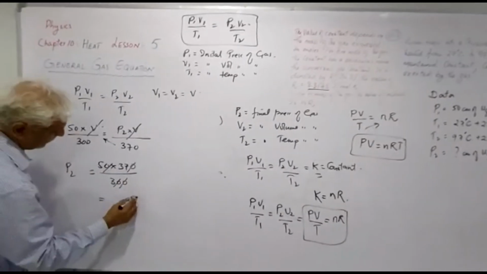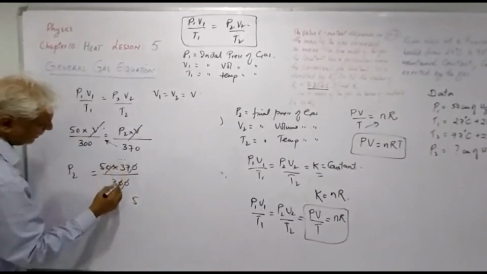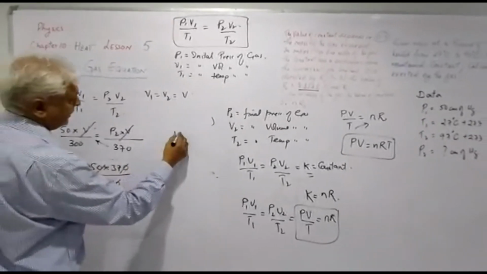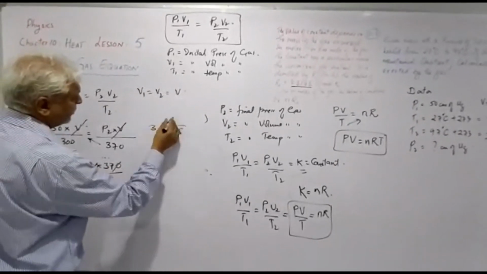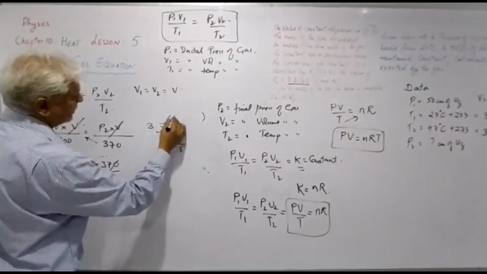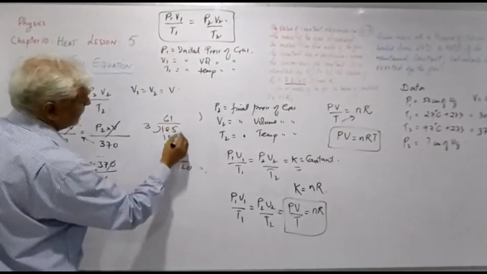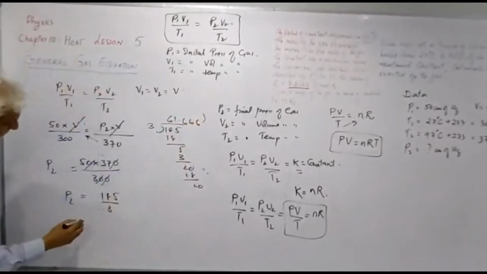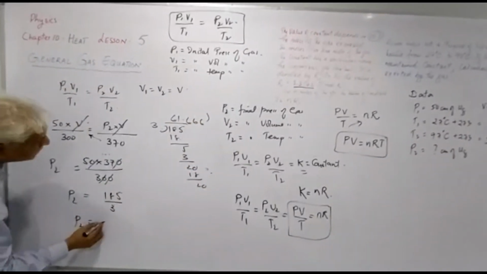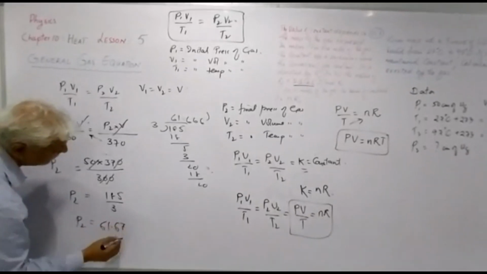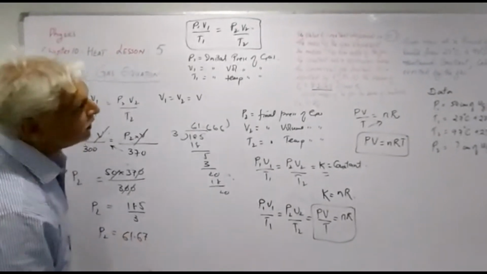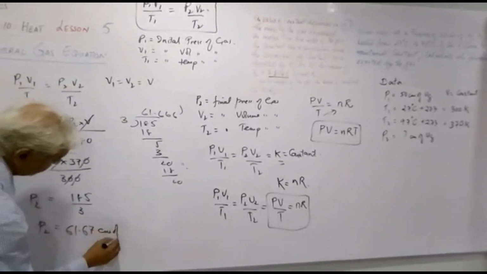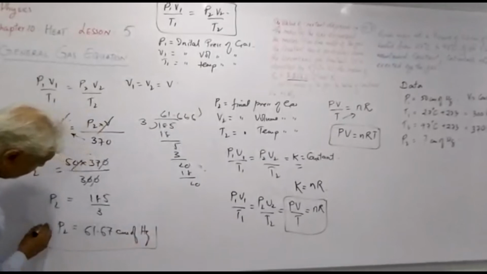5 sevens are 35, 5 threes are 15, 16, 17, 18, so 185 divided by 3. 3 sixes are 18, 3 ones are 3, 6 are 18, 6 6 6. So you have P2 is equal to 61.67 centimeter of mercury. This is the answer.